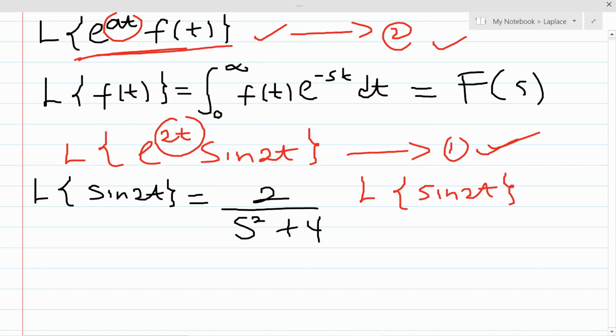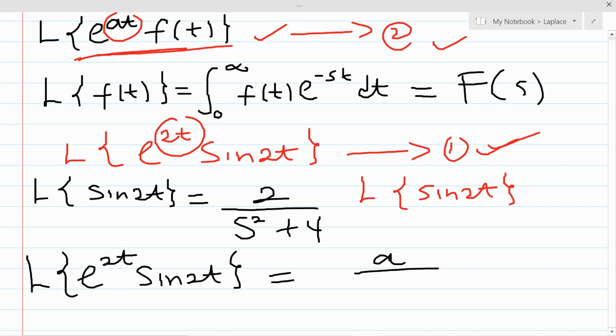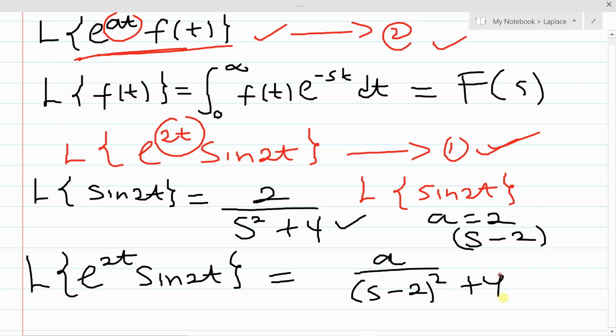Now this means that our main question, which is the Laplace of e to the power 2t sine of 2t, is equal to, we said that we find our F of s minus a, where our a equals 2. Then we have F of s minus 2. That is what we are coming to find. So wherever you see s in this, we put s minus 2 there. So it becomes s minus 2 squared plus 4. So this becomes our final solution or answer to this question.